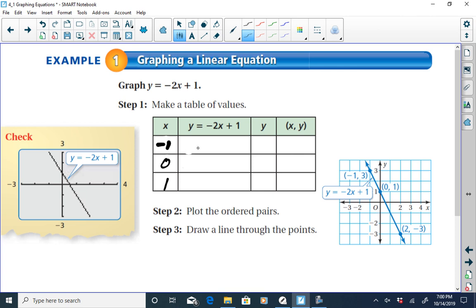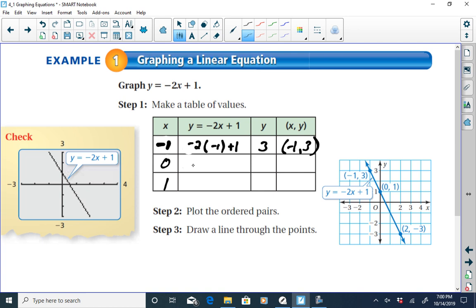So when we replace x with -1, it looks like this, right? -2 times -1 plus 1. -2 times -1 is +2. +2 plus 1 is +3. So to create the ordered pair, the input value was -1, the output value is +3, so (-1, 3) is the ordered pair. And that ordered pair represents a solution to that equation. The solution is a value for x and a value for y that's going to make that equation true.